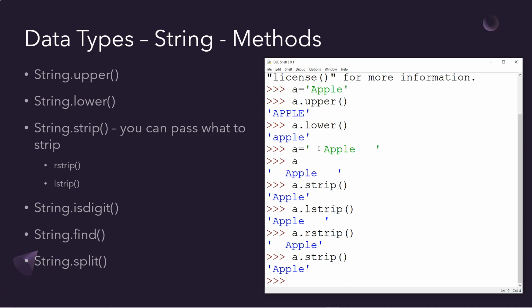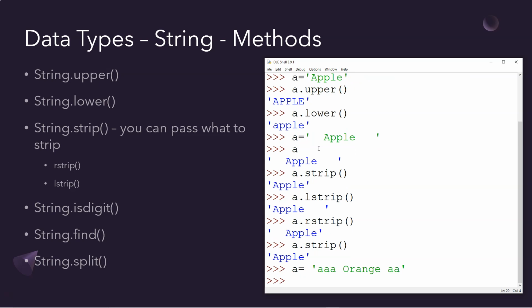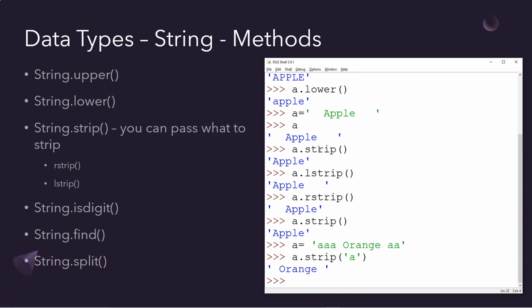We can even define what we want to strip. Let's say in this case, I have a as there are some values. Here I want to strip all the unwanted a's. So I can pass that value also, what I want to strip. I want to strip by a. So it has removed the a's at the start and the end. So that is also another way of stripping it.